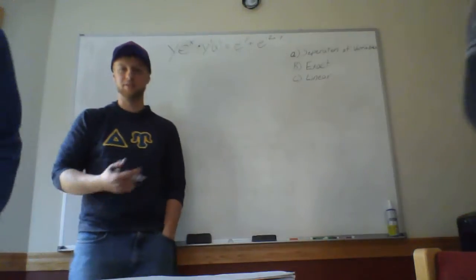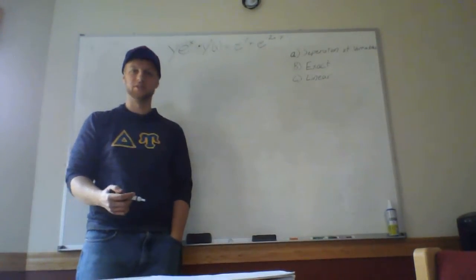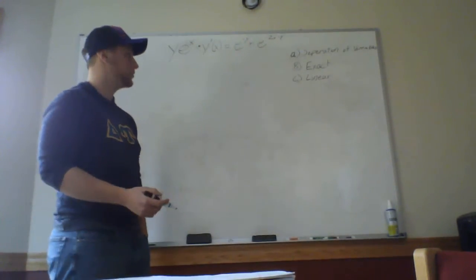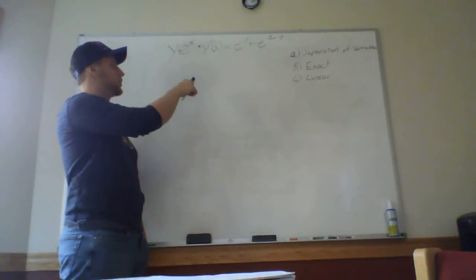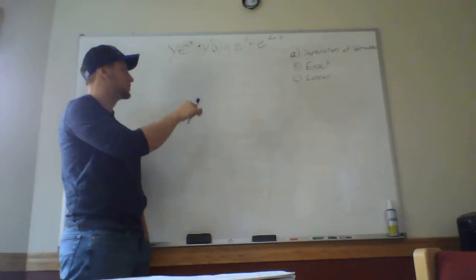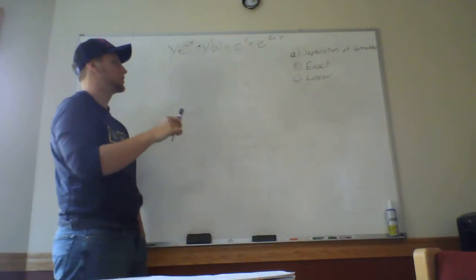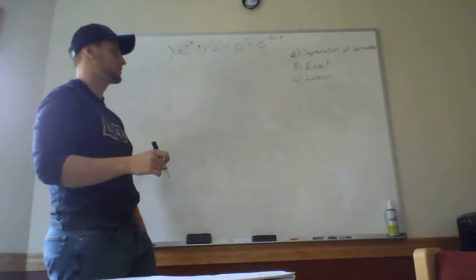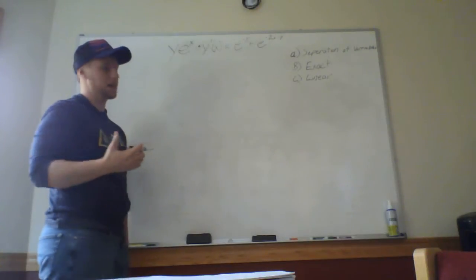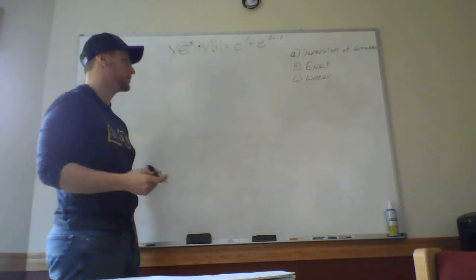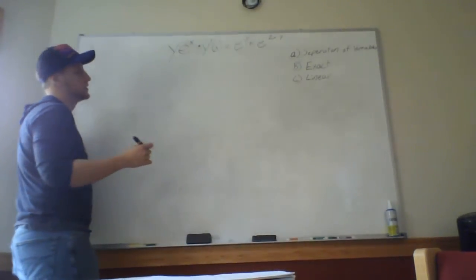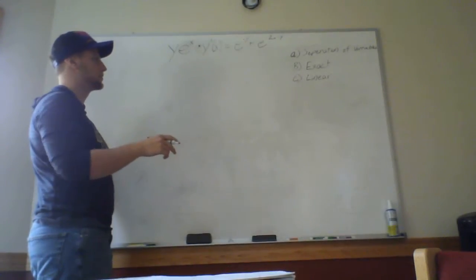I'll be doing the third problem for the differential equations project, proving whether y e to the x times y prime is equal to e to the negative y plus e to the negative 2x minus y is capable of separation of variables, exact, or linear differentiation. So I'll start with the separation of variables.